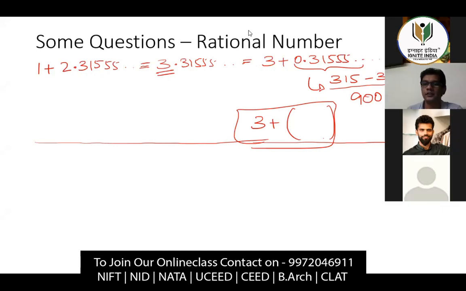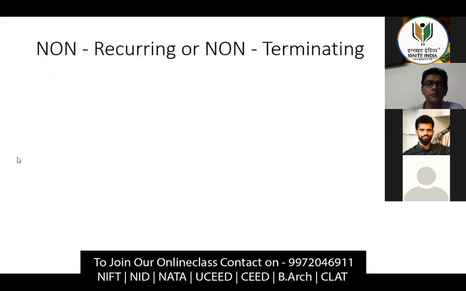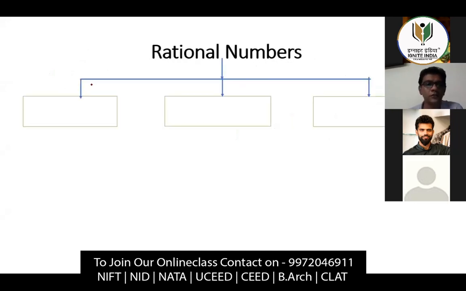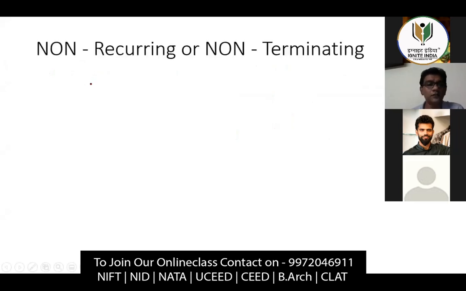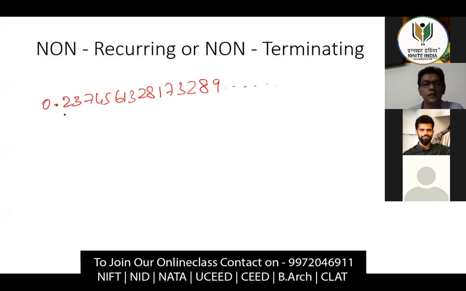Okay. So now these are your rational numbers. So now let's quickly understand what we mean by non-recurring, non-terminating. So let's take a number. Let's take random values. Or you guys can create these values. Okay. No rocket science here. So let's say 0.2374561328173 2. So I just keep creating values. So do you realize that post the decimal point, there is no pattern here? There should have been some pattern, right?